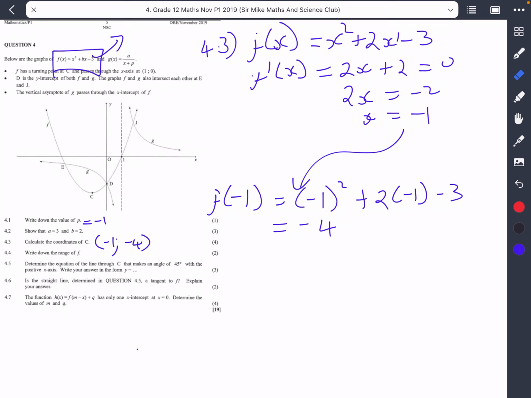So for 4.4, they said to write down the range of f. Now remember that the range represents all the possible y values that we can substitute into our equation and get a solution. So in this case, we know that, of course, we found C to be negative 1 and negative 4, right?